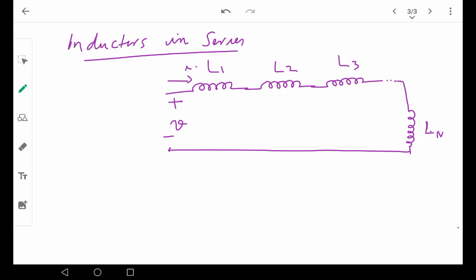You can always see that this is easily derivable. L equivalent equals L1 plus L2 plus L3, and go on like that up to Ln. So the same circuit we can represent like this.